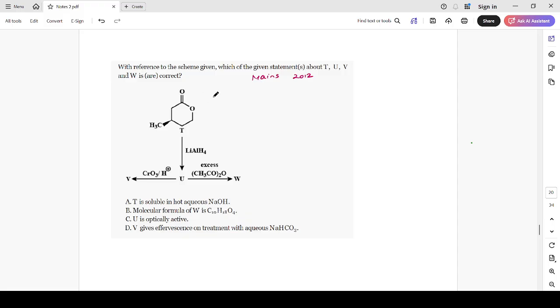You can see it is a cyclic ester. Generally, when you take an ester and treat it with lithium aluminum hydride, the reducing agent, you get a pair of alcohols. So in this, we treat it with lithium aluminum hydride. To that, we react with chromium trioxide in the presence of H plus. We know it is Jones reagent. And you are doing an excess acetylation as well.